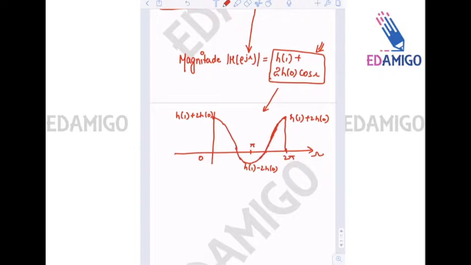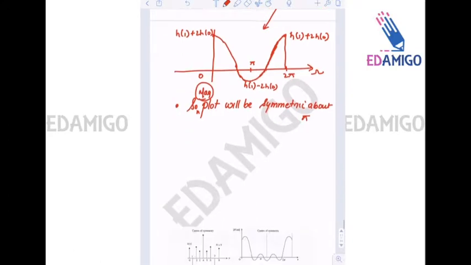So the plot will be something like this. It will be symmetric about π. So the magnitude plot will be symmetric about π. So this is an important conclusion.